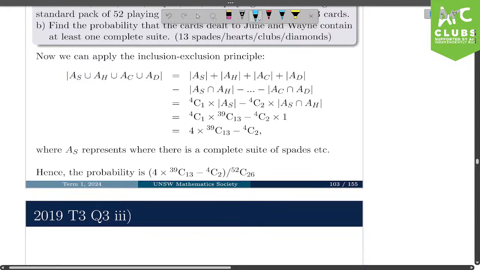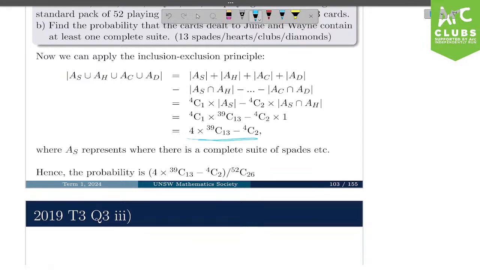We note that from before, this is the total amount of ways to get a complete suit, and 52C26 is the total amount of ways for them to get the 26 cards. So the probability is just this value over 52C26, as desired. So any questions here?